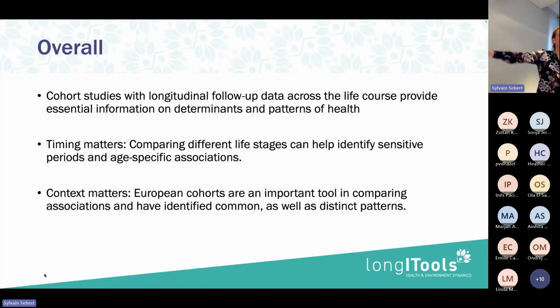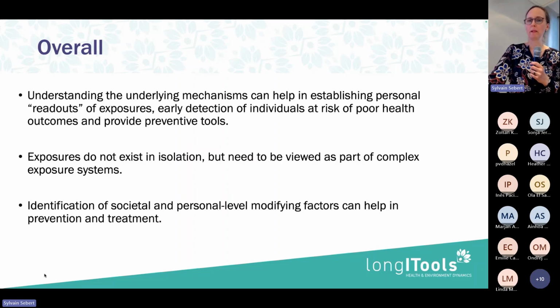Context matters. Some things are the same across cohorts, but other things are different. We need to understand this to be able to do something about them. If we understand why associations occur, then that helps us figure out which groups are at risk and how we can prevent the consequences. Exposures do not exist in isolation. So you see patterns of exposure that are the same for groups within the population. And if we can identify things at the societal and at the personal level that may modify this association, then that can help prevent and treat the consequences.